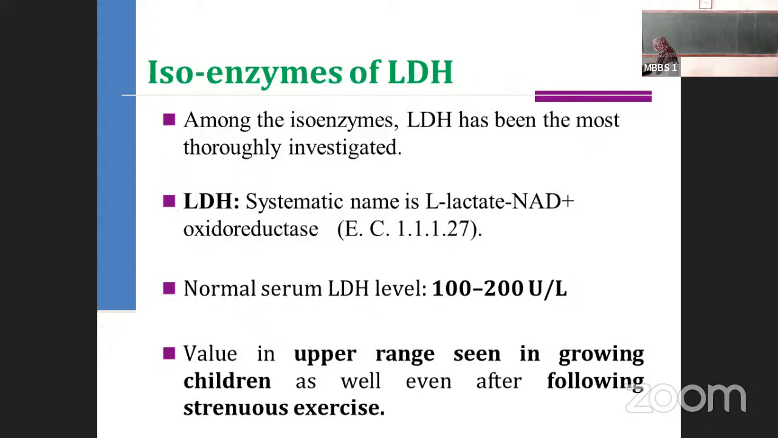100 to 200 units per liter. Okay. And in growing children, we see high values. The values will be in the upper range. Okay. And the values also increase following strenuous exercise. Following heavy exercise, the levels of LDH will go to the upper range.